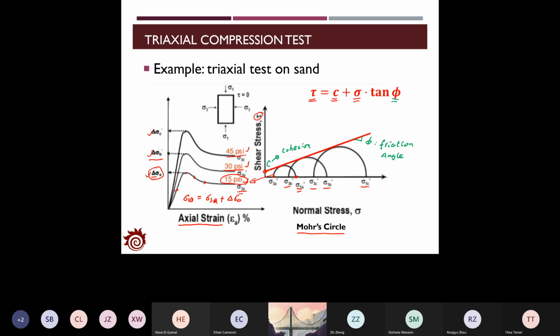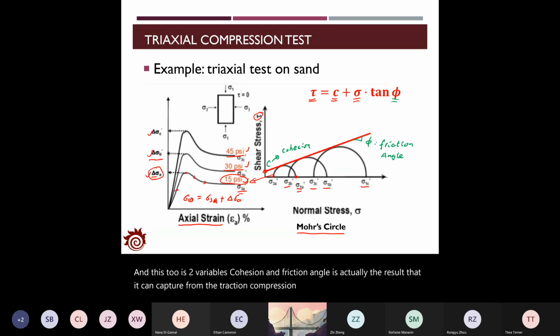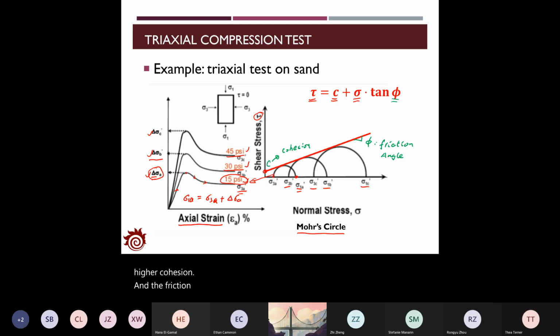These two variables, cohesion and the friction angle, are actually the results that we can capture from the triaxial compression test, and they are applied to measure the response of the soil to shear strength. And of course, with a higher cohesion and friction angle, we will have stronger resistance to the shear strength.